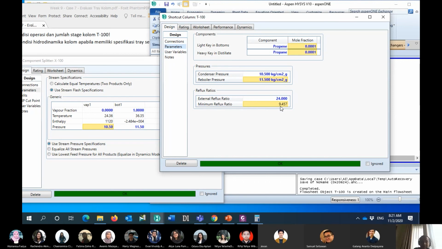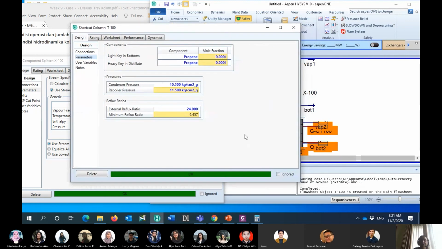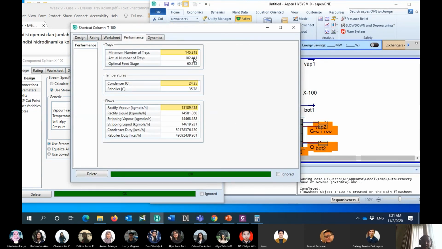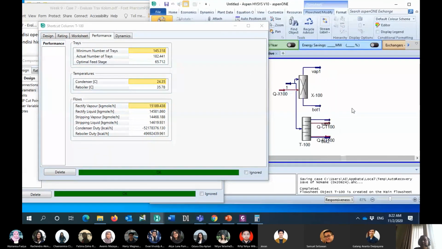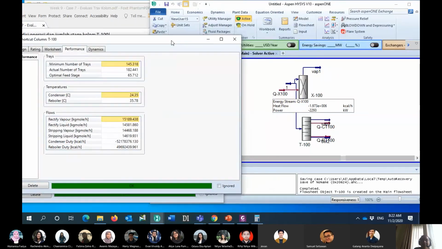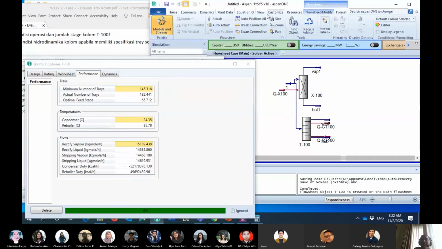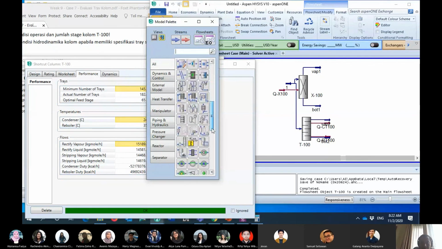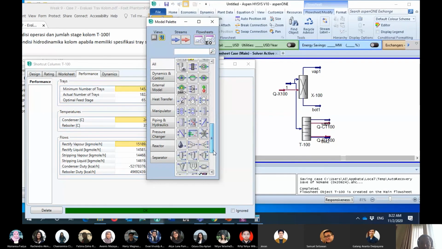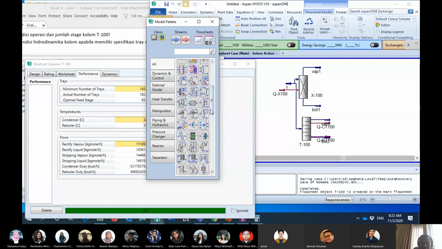reflux ratio. Okay, we already know about the number of the tray and then the feed. Okay, the feed is not in the 81, but it's around 65. So it's okay. Okay, what I have to do now? Okay, I will do rigorous distillation. Okay, I will find the rigorous distillation.